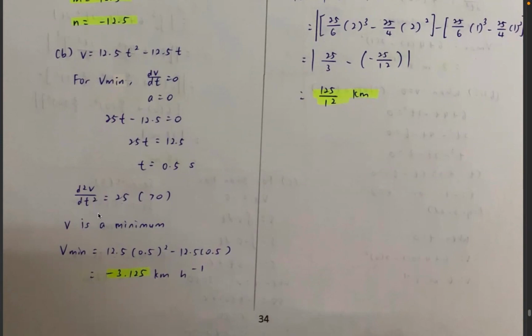So let's do d2V/dt squared. dV/dt is 25t minus 12.5. So we differentiate it one more time. We will have 25, which is positive. When d2V/dt squared is greater than 0, that means V is a minimum.